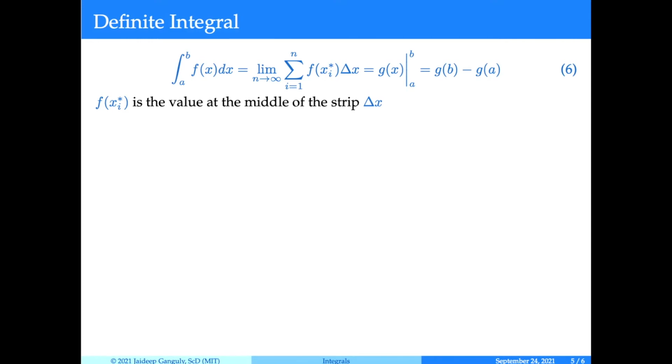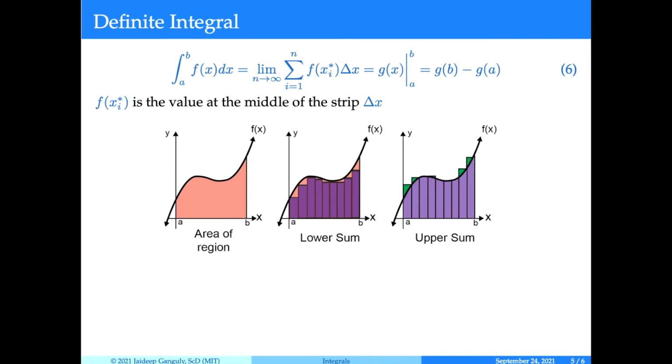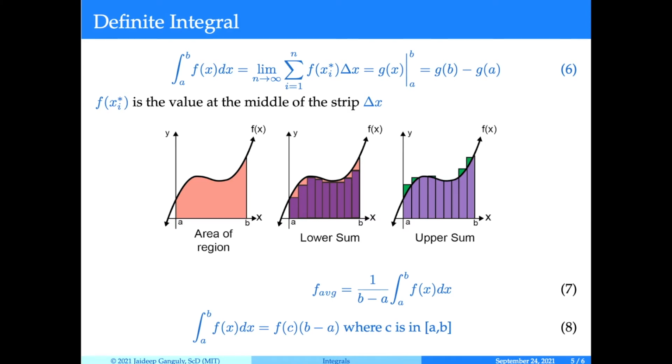Definite integrals represent the exact area under a given curve, and Riemann sums are used to approximate those areas, as shown in equation 6. Hence, the average value can be computed as per equation 7, from which equation 8 automatically follows.